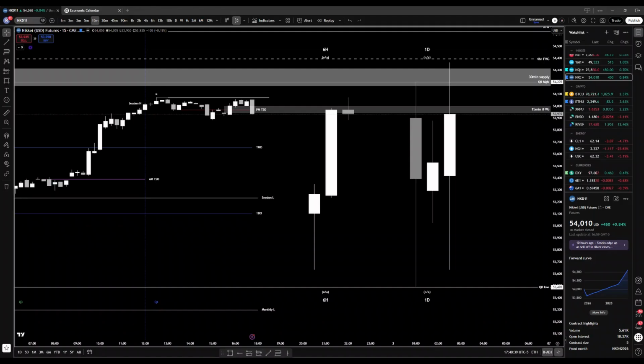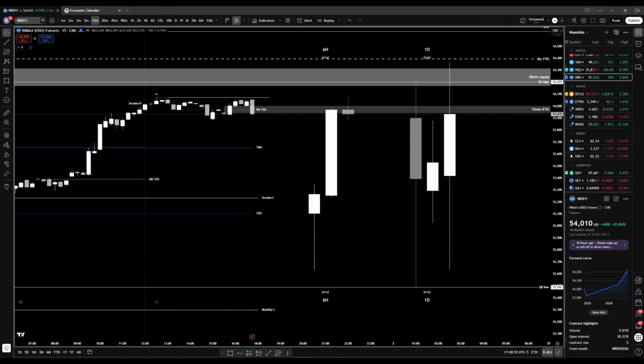And then once you start to see price actually start building further below true month open, that tells you that it's ready to deliver, if it's not showing interest to go back to true month open or true week open as well, right?